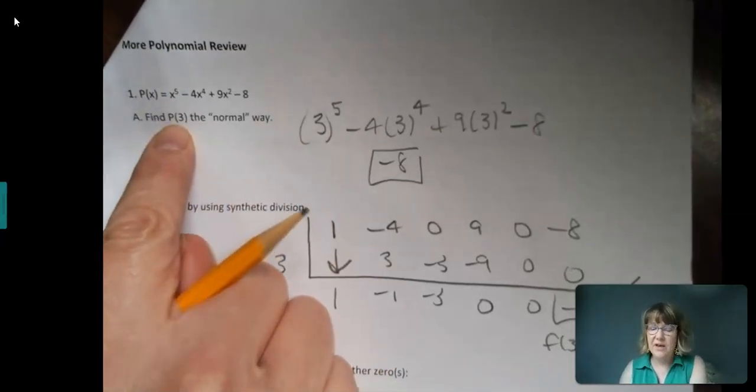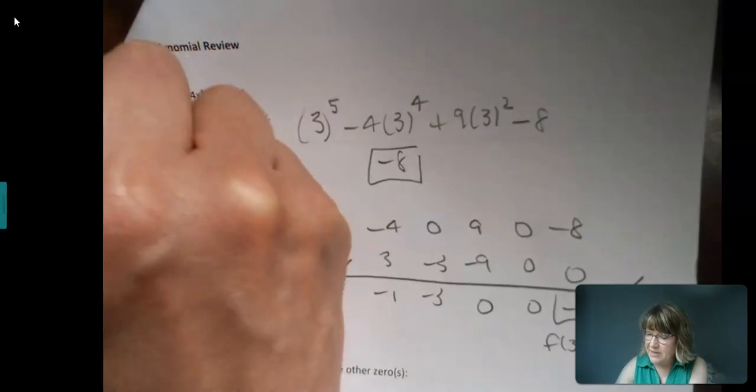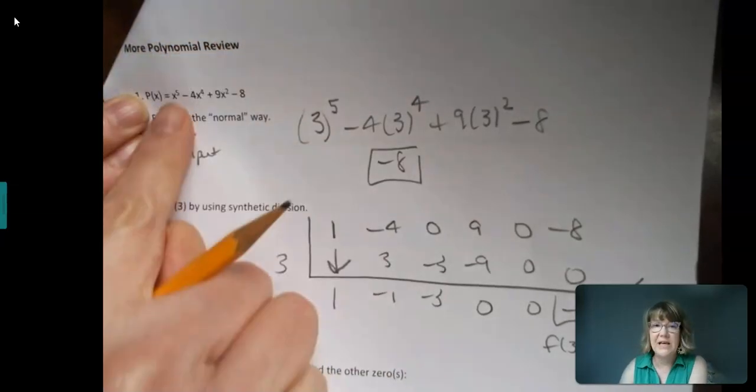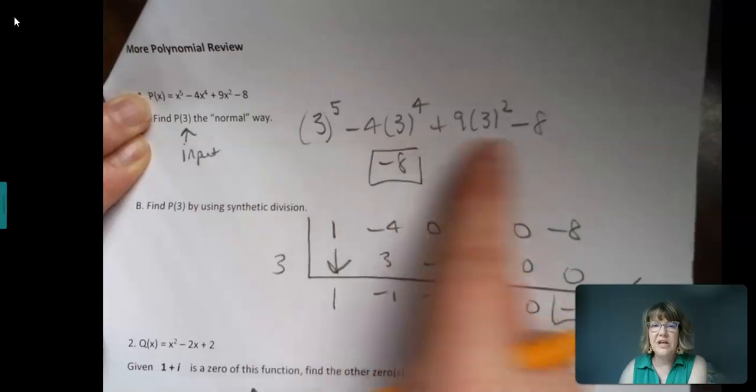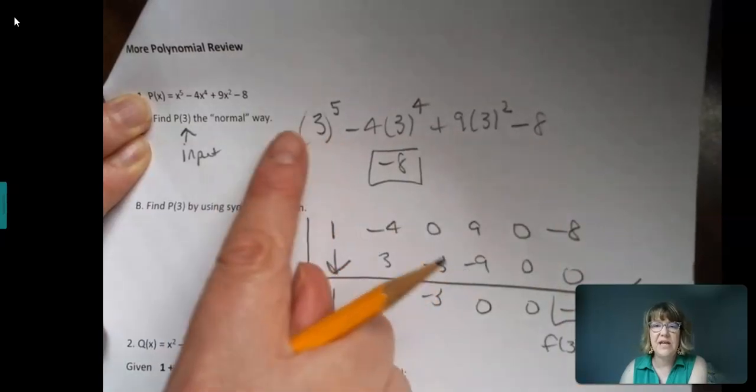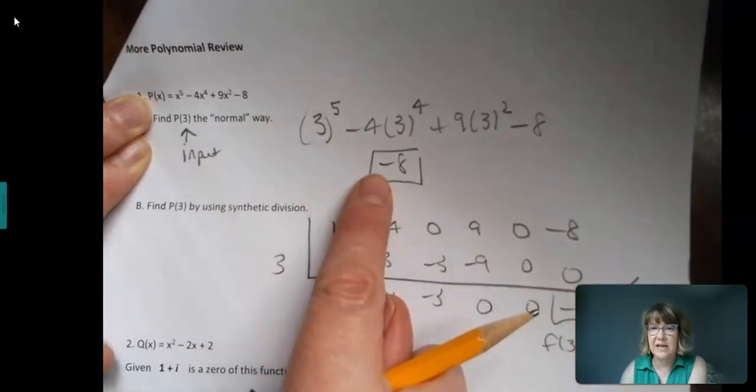The normal way of finding P of 3 is, remember, this is the input. Your job is to find the output. You just sub it in. Always a good idea to use parentheses in case you have a negative. And again, just type it in your calculator, hit enter. You don't need to do a big funnel with order of operations.